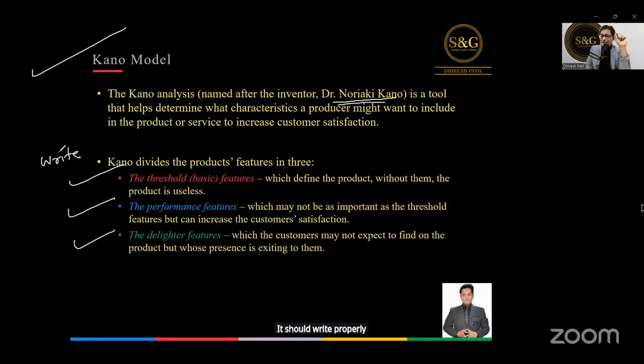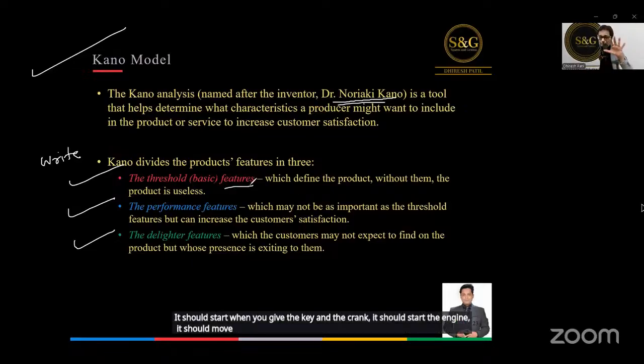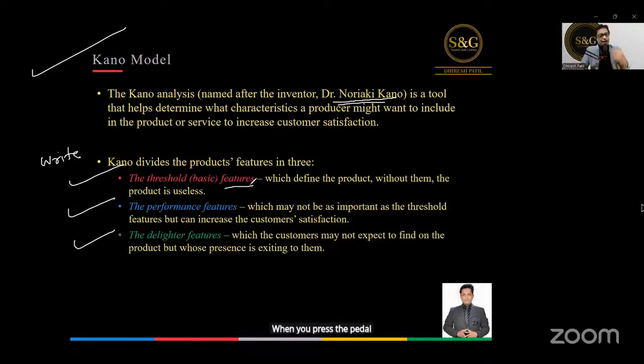Without disturbances, it should write properly. This is a basic requirement, and this is called a basic feature. For a car, it should start. When you give the key and the crank, it should start the engine. It should move. When you press the pedal, press the accelerator, it should move. When you press the brake, it should stop. That's a basic feature.